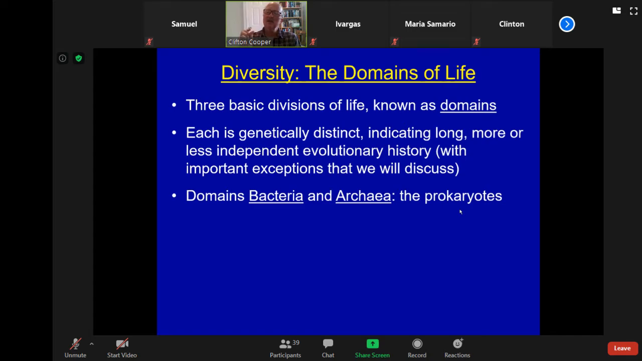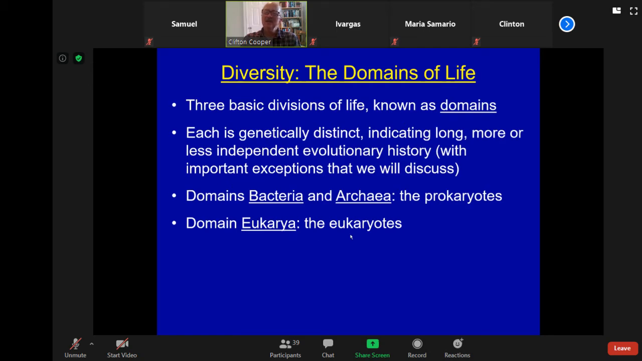That means very small cells without a nucleus. But it turns out there's two styles of those out there. One that would fit into domain bacteria, the other domain archaea. Both of them involve small, simple cells. And then the third domain, that's our home domain, Eukarya.